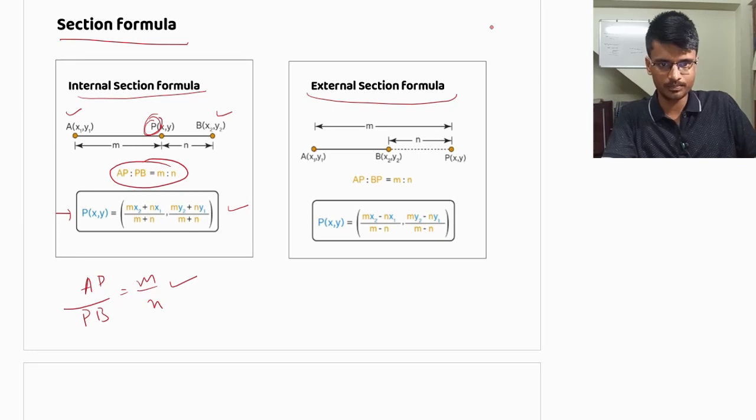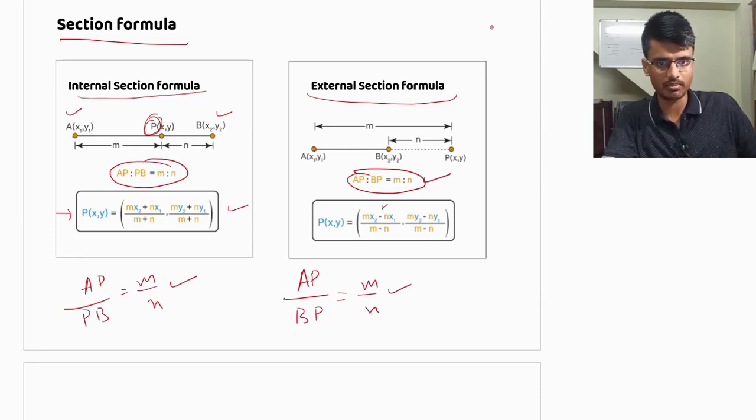So whenever external section is given, say AP by BP, again focus on this: AP by BP is equal to m by n. Here the formula is slightly different. You have to just add the minus sign here: (mx2 minus nx1) by (m minus n), comma (my2 minus ny1) by (m minus n). So this is how you can find it. This is very important. Focus on this part.